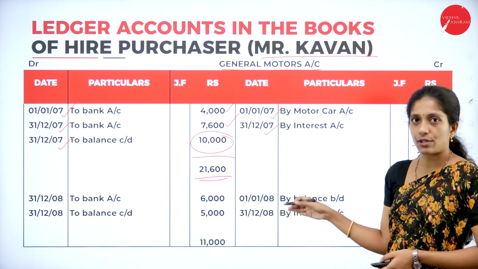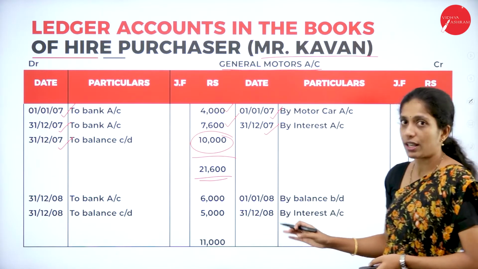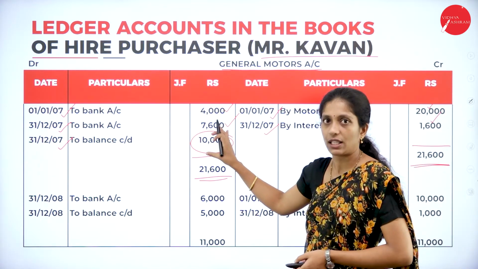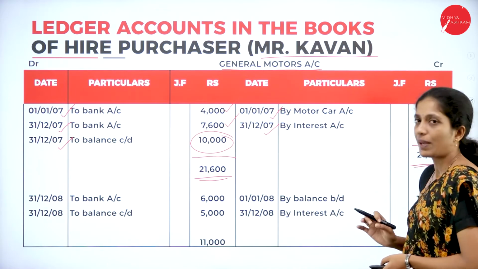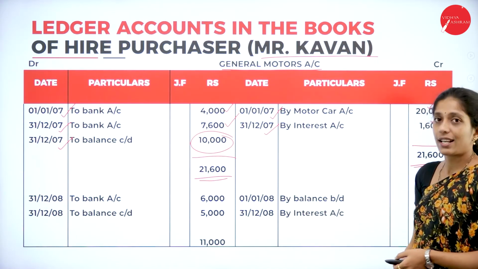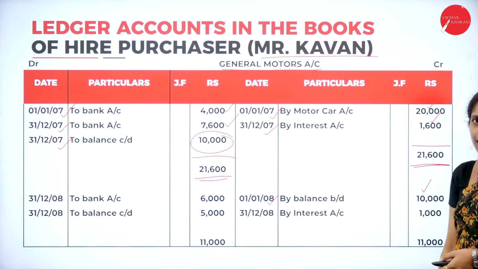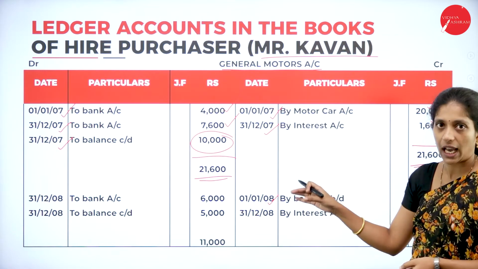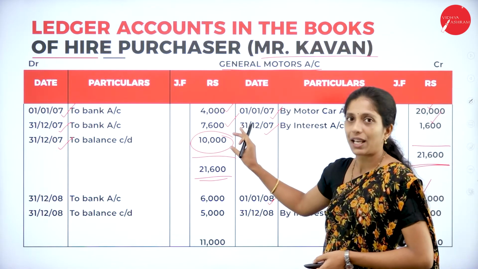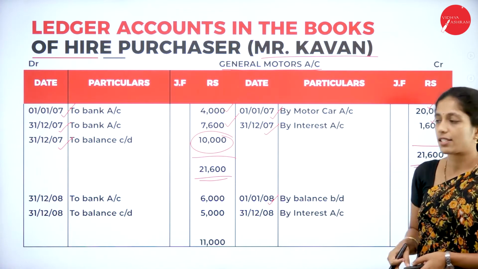Next year is 2008. So on 1/1/08, by balance brought down. Whatever amount you have carried down in the previous year, that amount has to be brought down at the beginning of next year. So on 1/1/2008, by balance brought down how much? 10,000. Whatever amount you have carried down, here 10,000, the same amount has to be brought down at the beginning of next year.